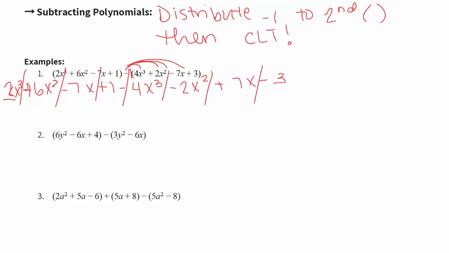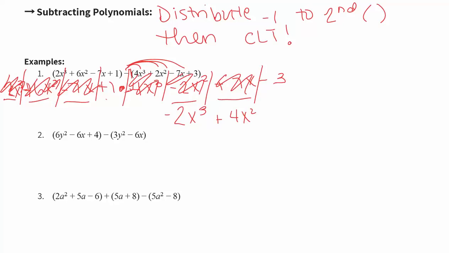So 2x cubed I can combine with, oops, that negative I hid, it was in the back there. I can't even read my own writing. That's a 1. All right, so 2 and negative 4, that makes negative 2x cubed. Cross those out. 6x squared and negative 2x squared, that makes 4x squared. Negative 7x and 7x, that makes 0, so they're just going to cancel out. I don't need to write them. And 1 and negative 3 make negative 2. And I'm done.